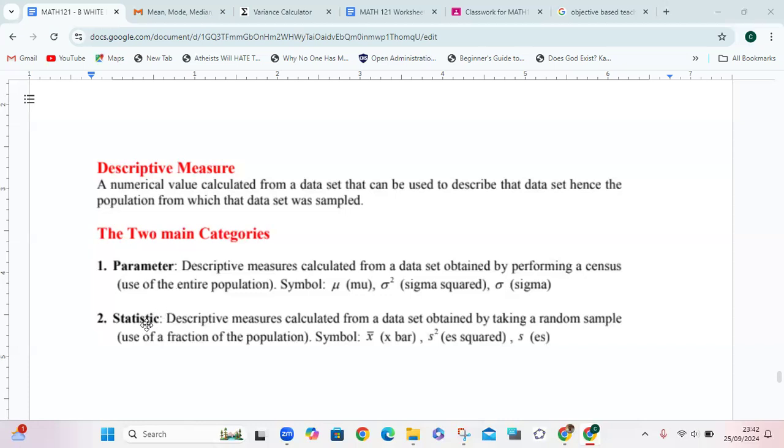Now you've got the statistics. These are descriptive measures calculated from a data set obtained by taking a random sample. Here you are using a fraction of the population. So you have what you call the sample mean, which is X bar, the sample variance, and the sample standard deviation. So in summary of this image, two main categories of descriptive measures: parameters calculated from population and statistics calculated from samples.